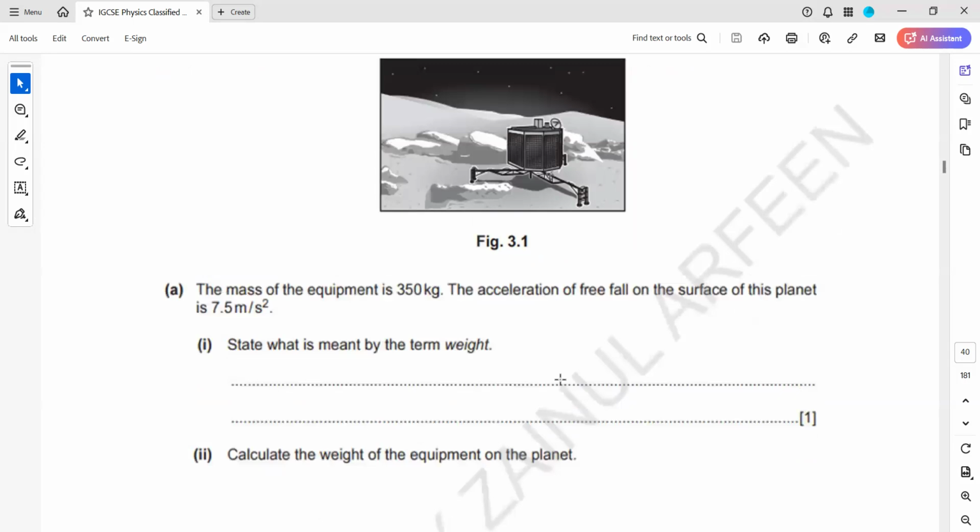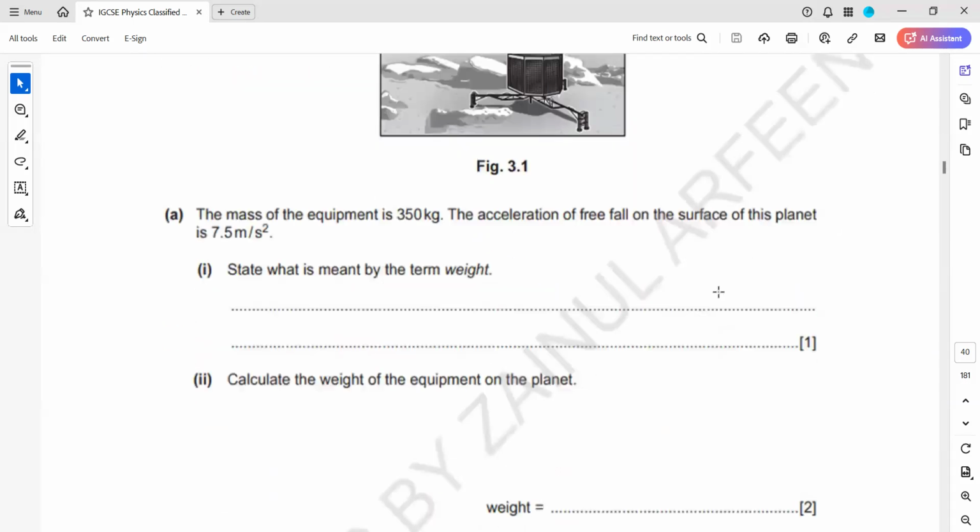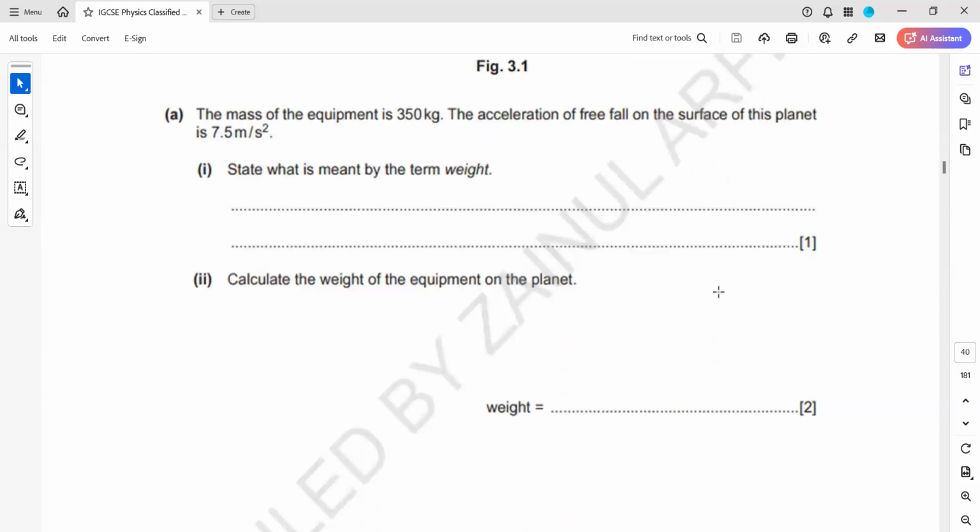State what is the mass of the equipment: 350 kilograms. The acceleration of free fall on the surface of this planet is 7.5. What is meant by the term weight? How do we define the term weight? Force acting on an object due to gravity, or the gravitational force acting on the mass.